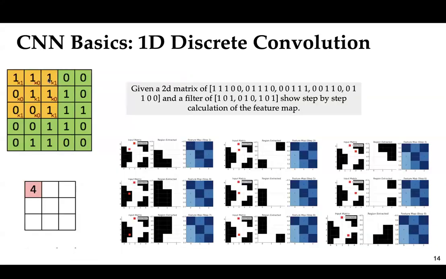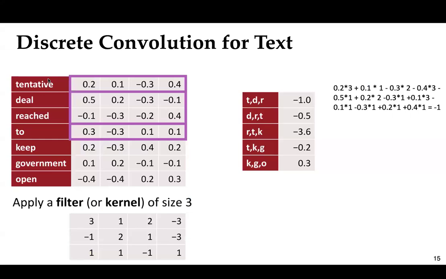All right. Any questions? Is it simpler than it is mathematically? It's simple, right? So let's go over some of the magic that we have here. For this, we will go back to our 1D. Here, the first thing that we want to do is basically get the discrete convolution for text. Let's say that we have the original data, tentative deal reached to keep government open. And the initial vector representation of each of those words is going to be this vector. Where do you get this vector from?